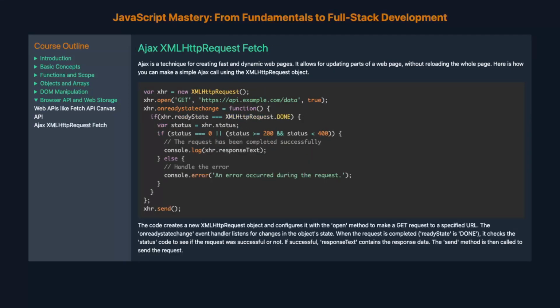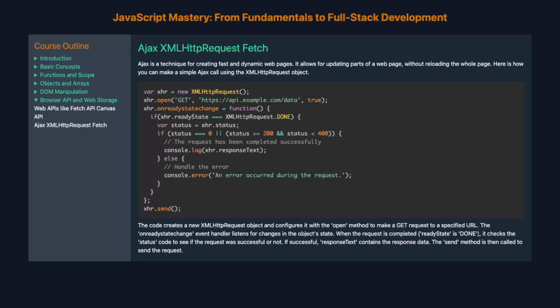AJAX, XMLHttpRequest, fetch. AJAX is a technique for creating fast and dynamic web pages. It allows for updating parts of a web page without reloading the whole page. Here is how you can make a simple AJAX call using the XMLHttpRequest object. The code creates a new XMLHttpRequest object and configures it with the open method to make a GET request to a specified URL.